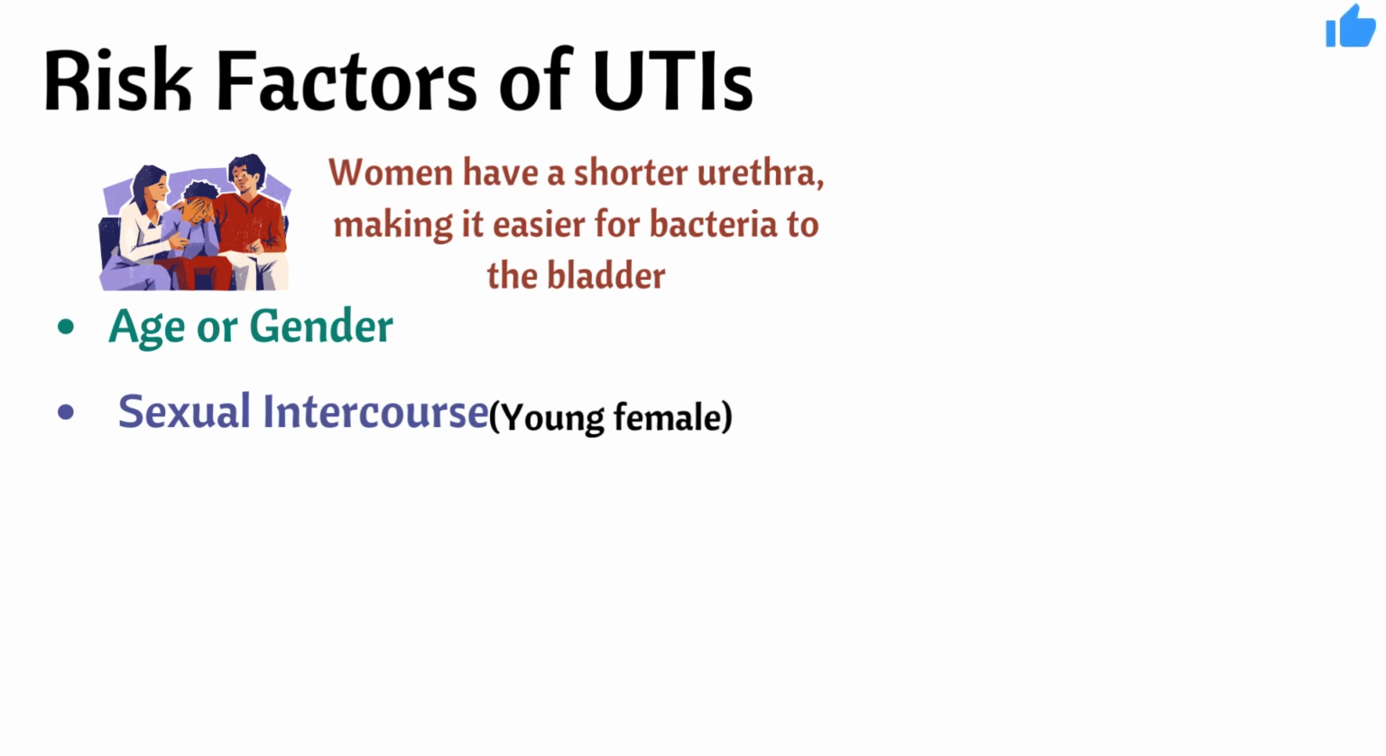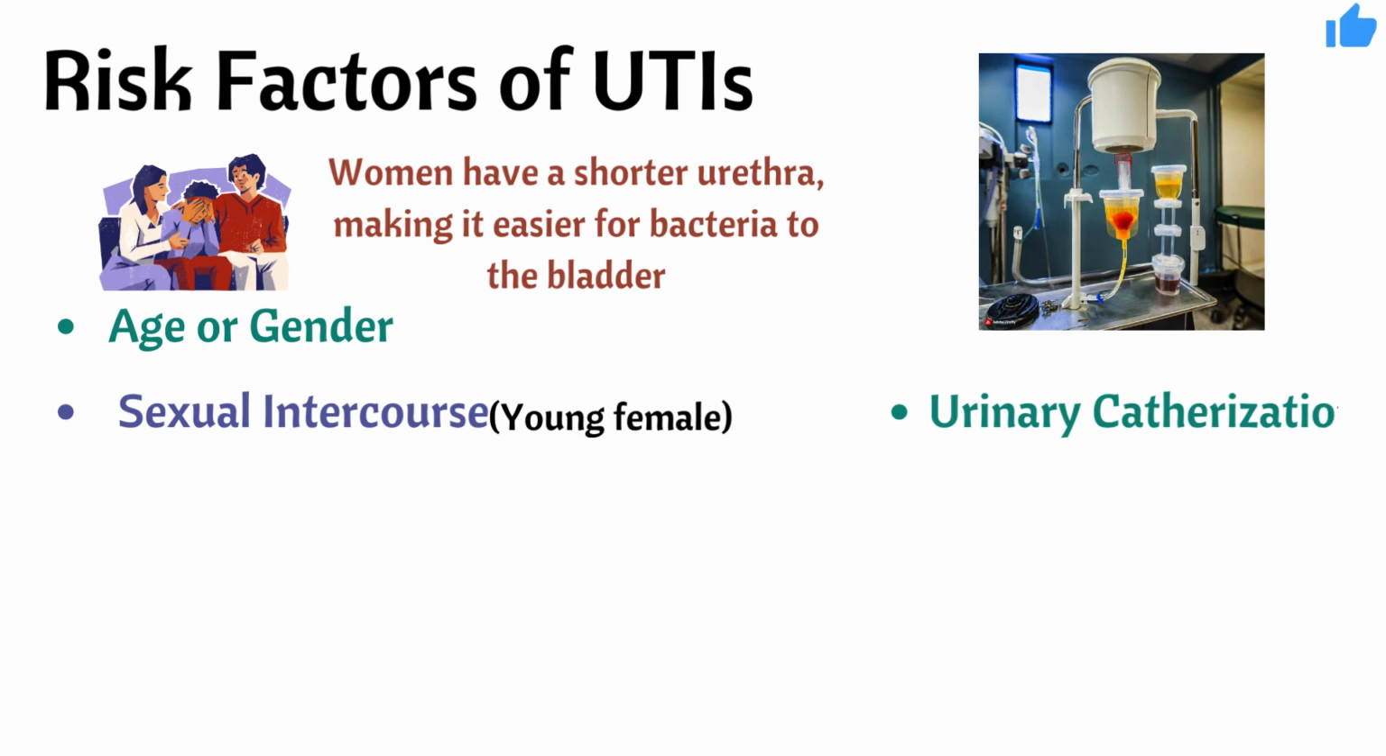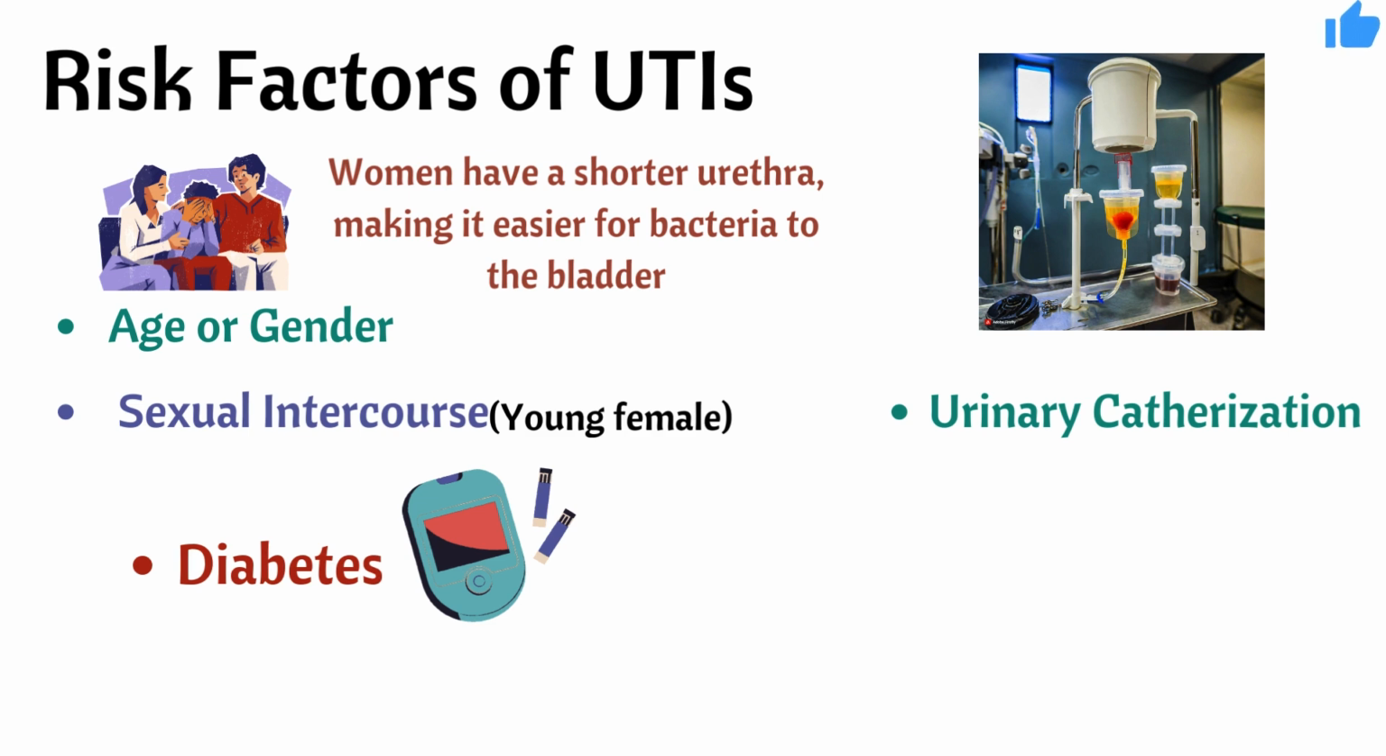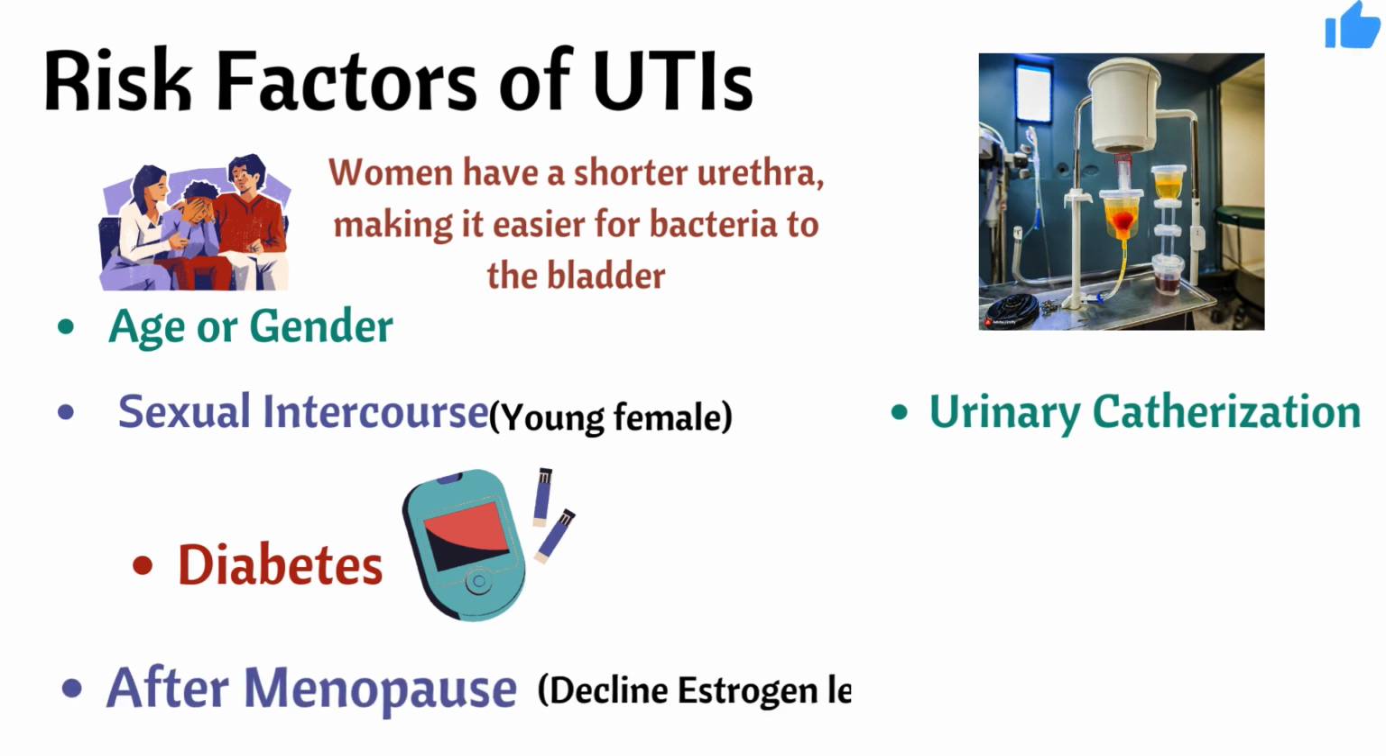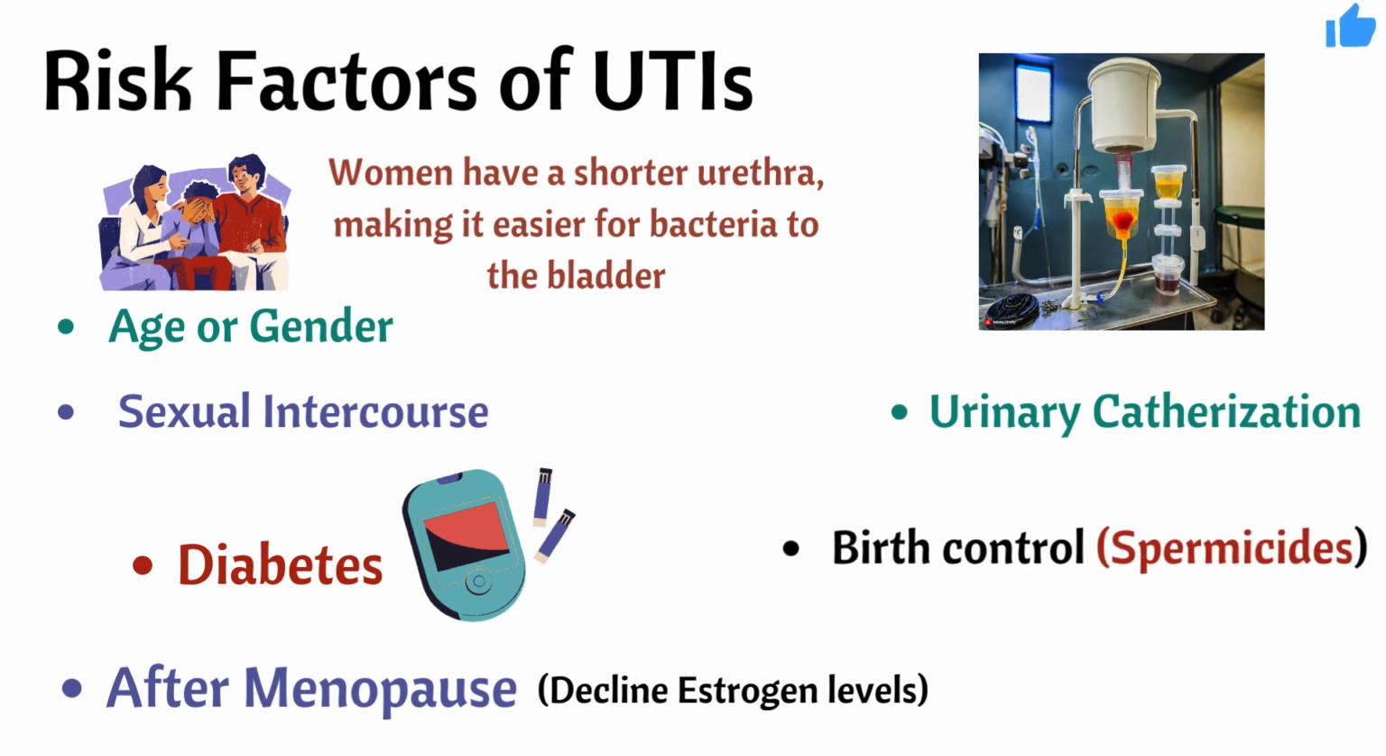Urinary tract instrumentation such as urinary catheterization. You are also at higher risk if you have diabetes. After menopause, the decline in estrogen levels can change the urinary tract, making it more susceptible to infections. Using certain types of birth control, like spermicides, can increase the risk.